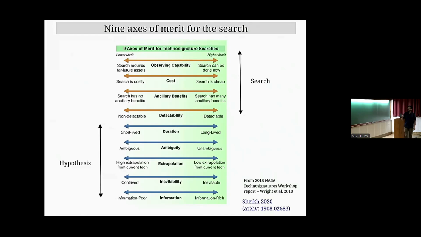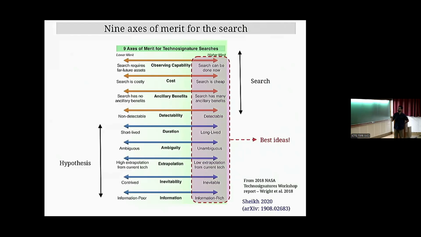So now, where do the best ideas lie? The best ideas basically lie here. So let us look closely into it. For the hypothesis, your technosignature should be information rich. If you detect a technosignature, it should tell you more about the advanced life which is giving rise to that technosignature. It should be inevitable in the evolution of advanced life. It should be highly unambiguous, should require very low extrapolation from current tech, and it should be long-lived, otherwise your searches would not be very sensitive.